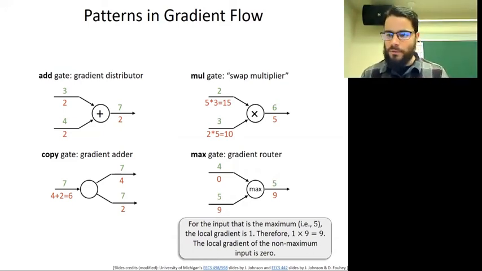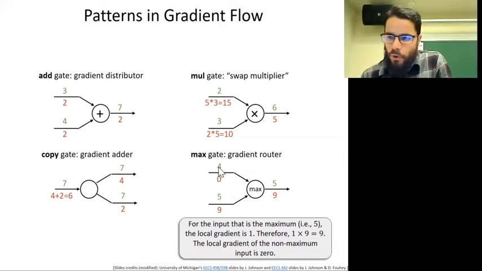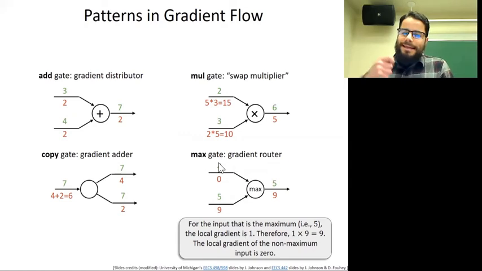The local gradient of the non-maximum input is going to be 0. Why? Because if you change this input 4 here just a little bit, the output that is being generated by this input is not going to change at all. So the output will remain 5. So these little variations in 4 are not influencing the output.